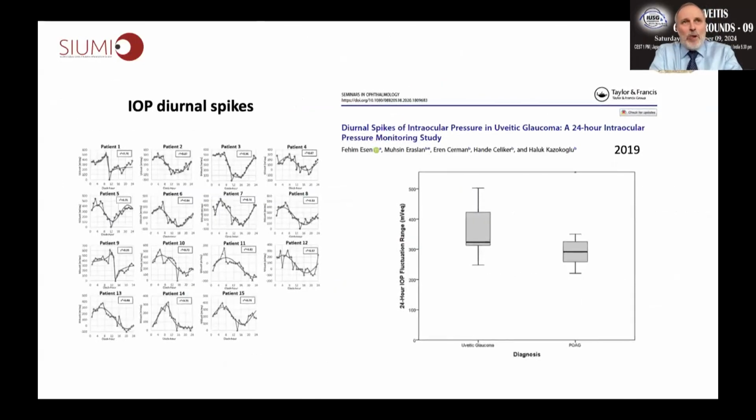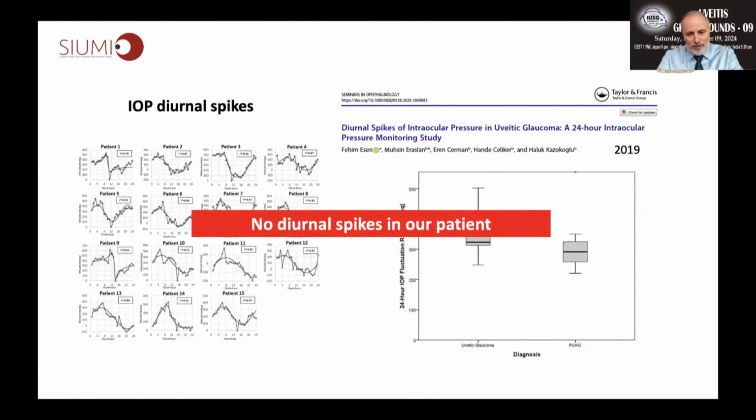So what can we do in a patient with uveitis just to be sure that we are controlling the IOP very well? We have to look for diurnal spikes because it has been demonstrated that diurnal spikes are greater in patients with uveitis than in those with primary open-angle glaucoma. But unfortunately, we observed no diurnal spikes in our patient during all the follow-up.